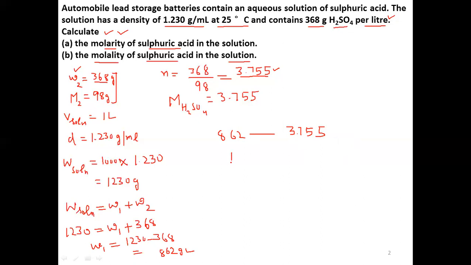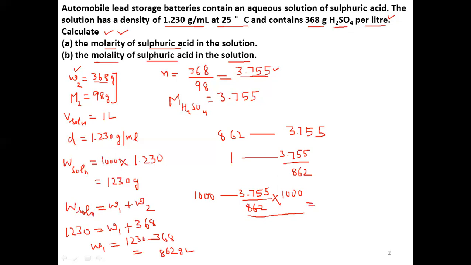3.755. So 1 gram of solvent will contain 3.755 divided by 862. We have to calculate for 1 kilogram, meaning 1000 gram of solvent. So 1000 gram of solvent will contain 3.755 divided by 862 into 1000. So these are the number of moles of solute, meaning sulfuric acid, present per kilogram of solvent.